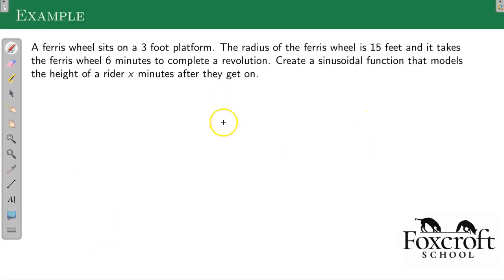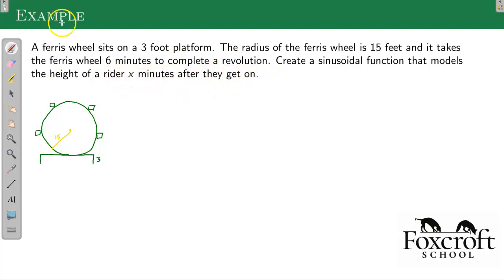Here's a really common one for sinusoidal graphs: you're on a Ferris wheel. Let's draw a picture. We have this Ferris wheel. It's on this platform that's 3 feet high. And you're going to ride this Ferris wheel around. The radius of the Ferris wheel is 15 feet, so from the center to the outside is 15 feet. The Ferris wheel completes a full rotation every 6 minutes. Create a sinusoidal function that models x minutes after they get on.